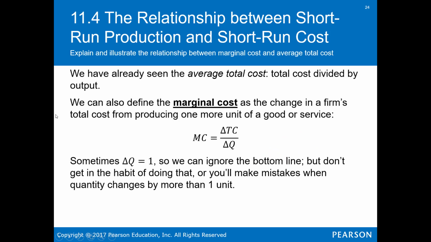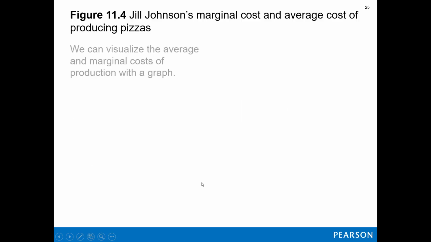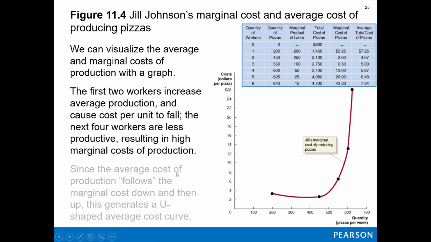We have already seen average total cost, which is total cost divided by output. We can also define marginal cost as the change in the firm's total cost from producing one more unit of a good or service. MC equals the change in total cost over the change in quantity. Sometimes the change in quantity equals 1, so we can ignore the bottom, but don't get in the habit of doing that, or you'll make mistakes when the change in quantity is more than 1 unit. We can visualize this.